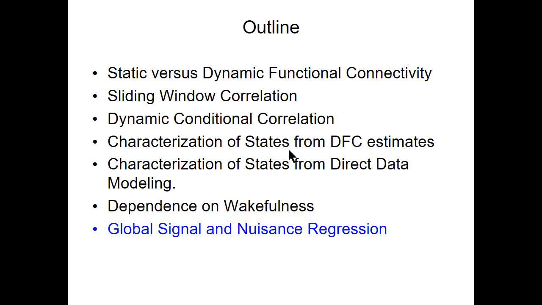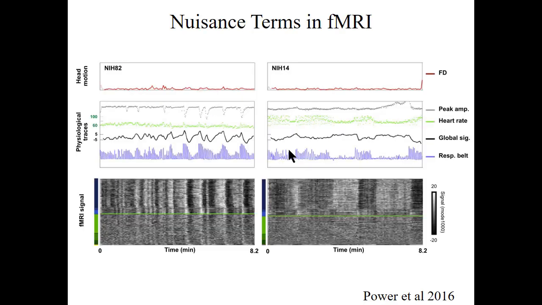The last thing I'm going to talk about is global signal and nuisance regression. Everyone who does fMRI has probably done nuisance regression, which is essentially that there's a lot of stuff in the signal that we think is not what we want to measure. So, for example, this is a nice study from Power and others. This is a plot of the data where every row is a voxel and across here is time. And you can see there are these very global signal variations here.